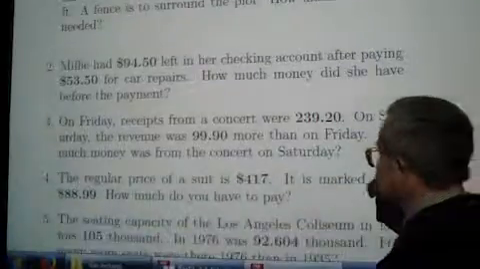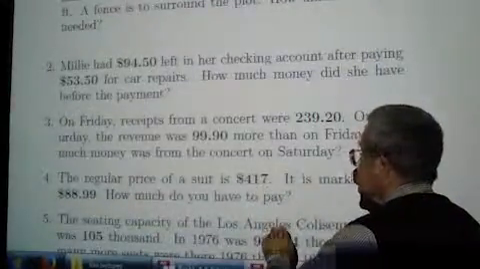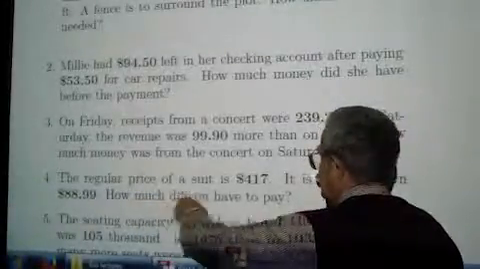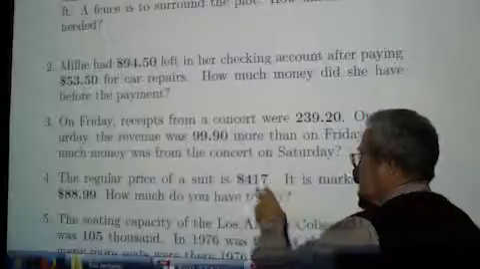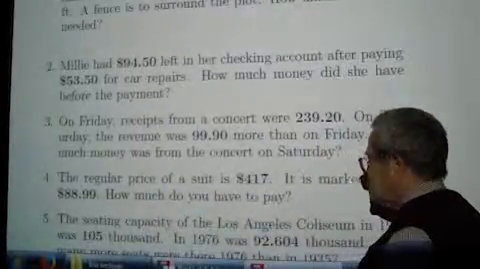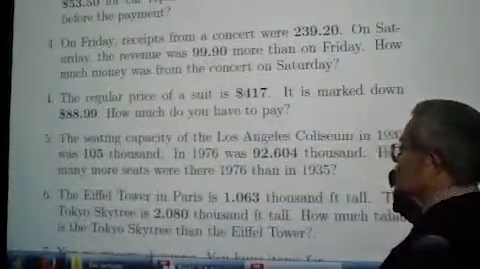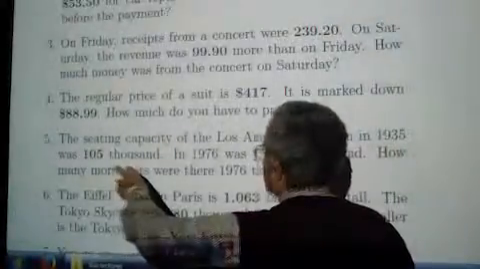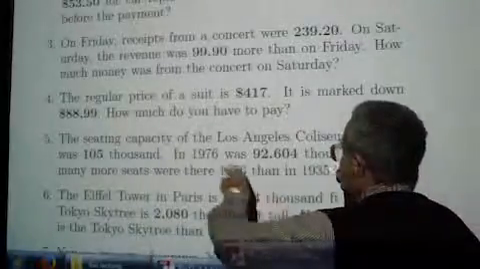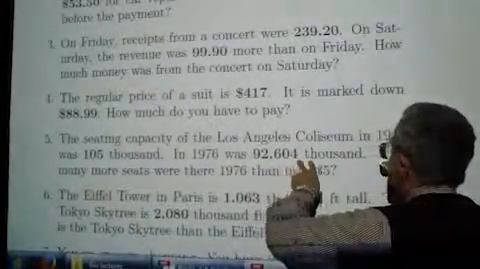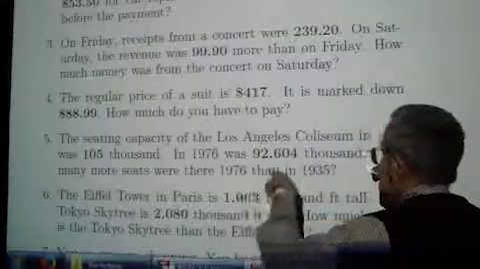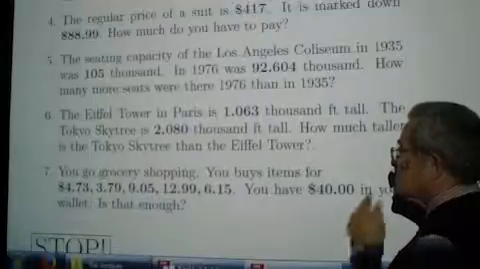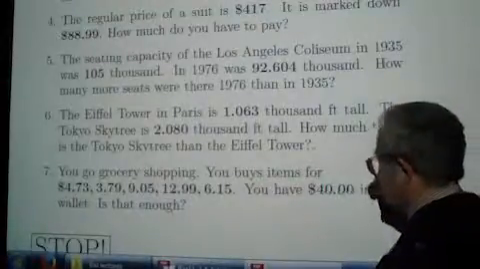A regular suit costs $417. It is marked down $88.99. How much do you have to pay for it? $417, $88.99. The Los Angeles Coliseum, in an early year you had 105,000, and later you had 92.604 thousand more. How many seats did you have later? How many more seats did you have later? Eiffel Tower, forget. Grocery shopping, well, you go get it.